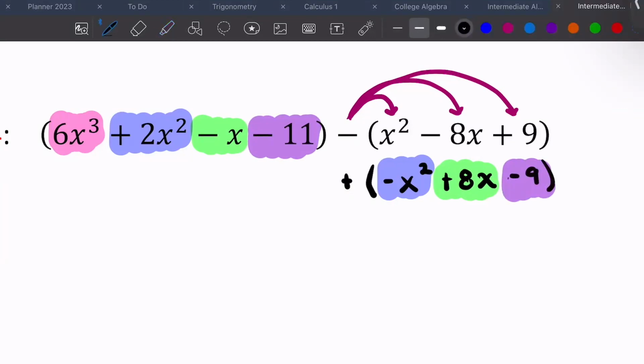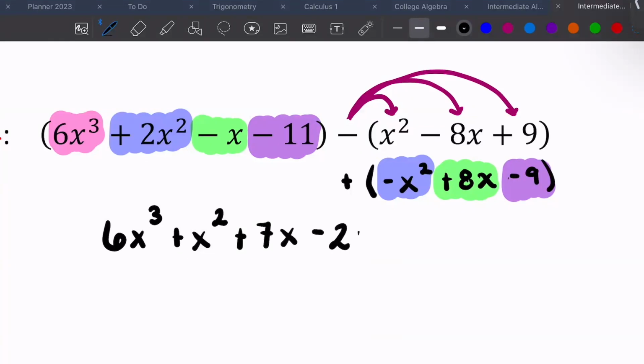Okay, so 6x cubed didn't have a buddy, so it's just 6x cubed. Then we had the blue, so we had 2x squared minus x squared, so that's plus x squared. Minus x plus 8x, so plus 7x. And then negative 11 minus 9, so that gives us minus 20. Okay, so that would be our answer. Only difference between this one and the one before is that we had to distribute that negative, swap the signs of each one, and then we were good.